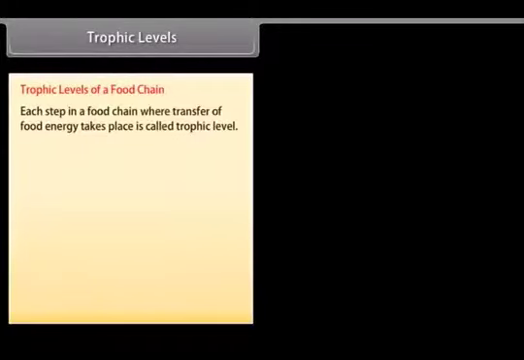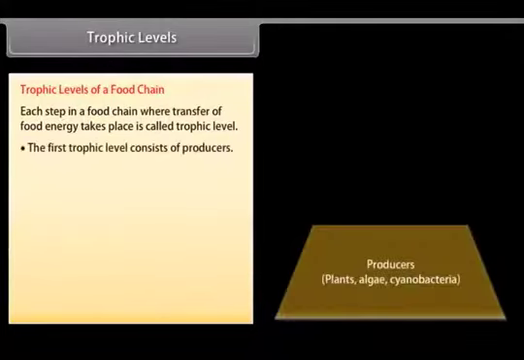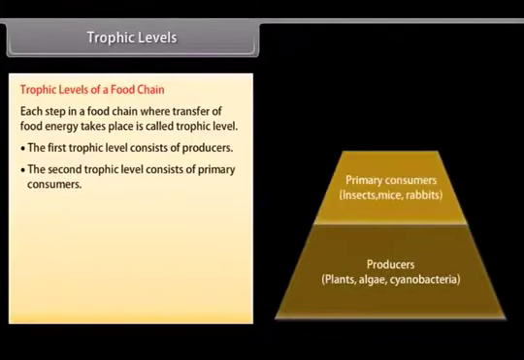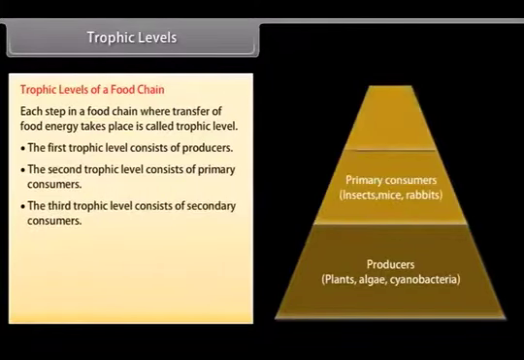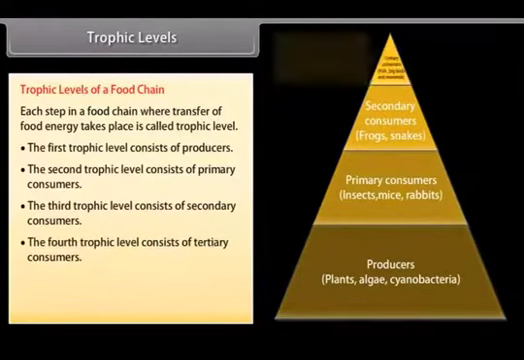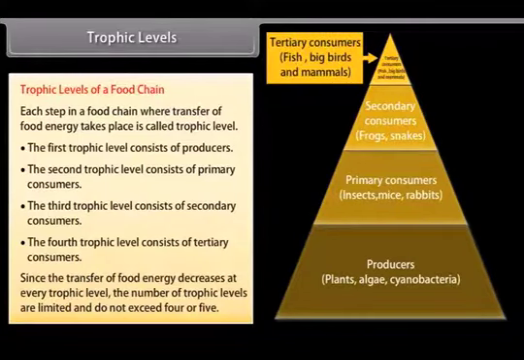Trophic level. Each step in a food chain where transfer of food energy takes place is called trophic level. The first trophic level consists of producers. The second trophic level consists of primary consumers. The third trophic level consists of secondary consumers. The fourth trophic level consists of tertiary consumers. Since the transfer of food energy decreases at every trophic level, the number of trophic levels is limited and does not exceed 4 or 5.